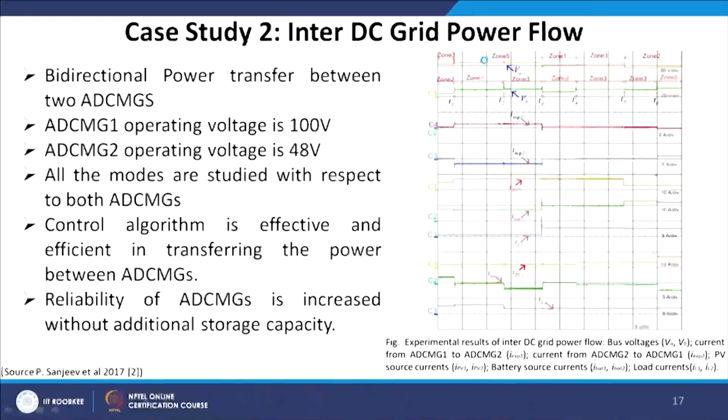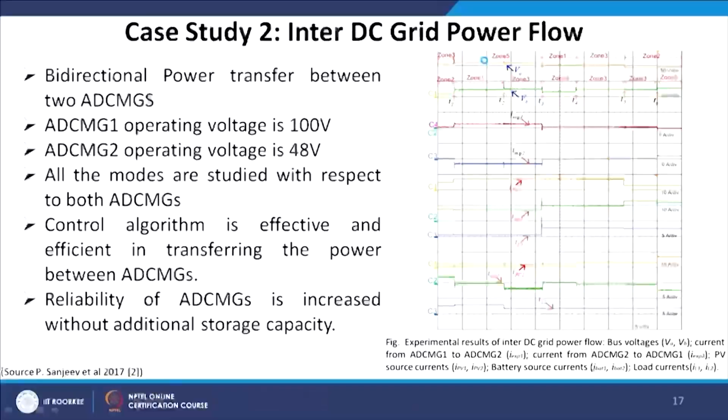Now in case of inter-DC grid power flow, bidirectional power transfer between two autonomous DC microgrids, the first microgrid is allowed to operate at 100 volts, whereas the second DC microgrid is allowed to operate at 48 volts.